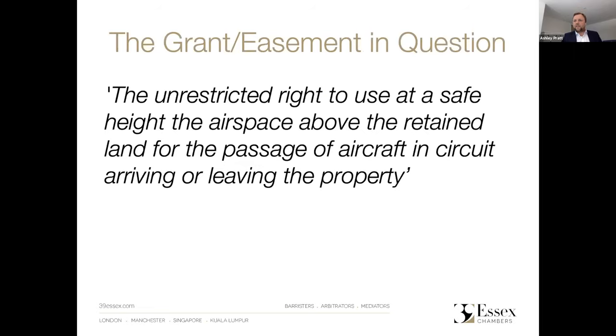So what did the 1993 grant allow the claimants to do? It said the unrestricted right to use at a safe height the airspace above the retained land for the passage of aircraft in circuit, that means coming in and out, and arriving or leaving the property. Some of the important words, certainly it seems to me within that grant, were unrestricted, safe height, and above the retained land. It was quite clear in my view, at least, that the grant did in fact provide in terms for a right to the safe entry and exit of the airspace.